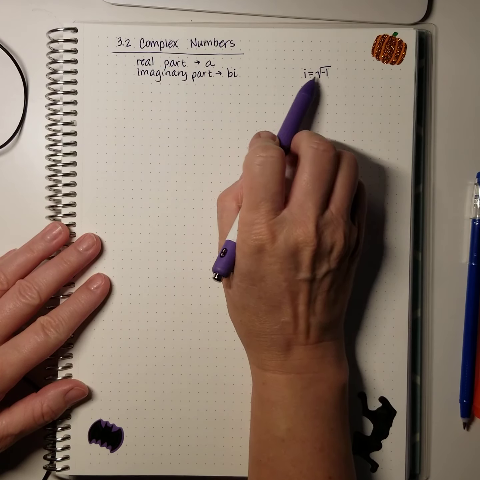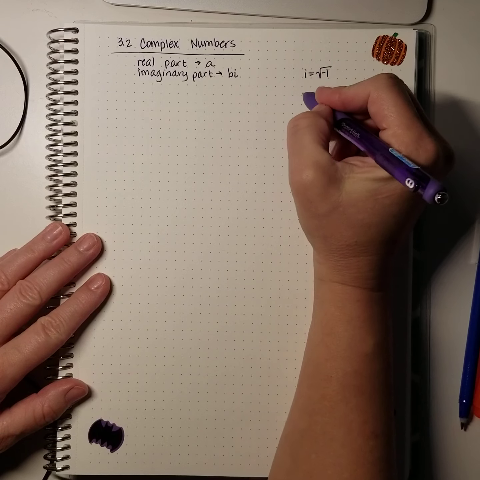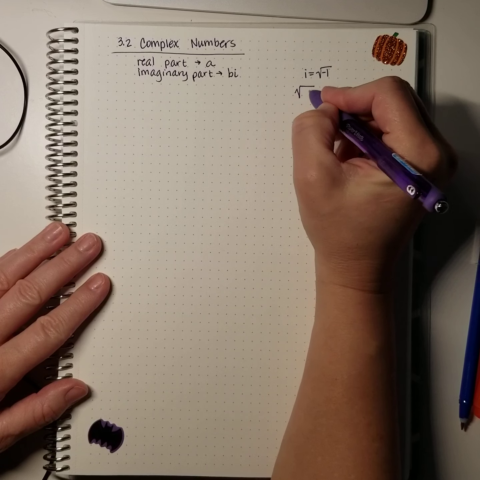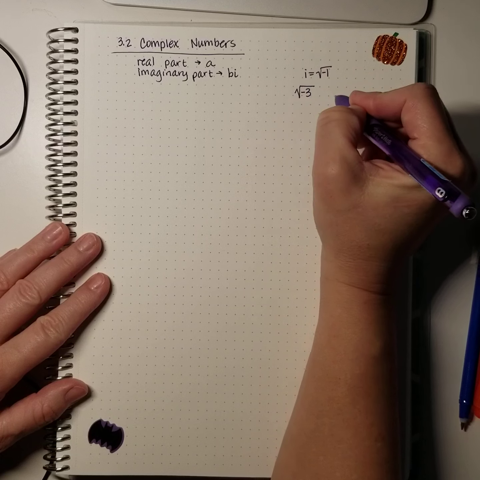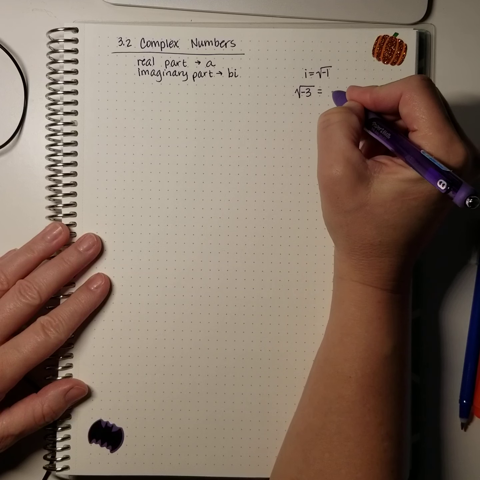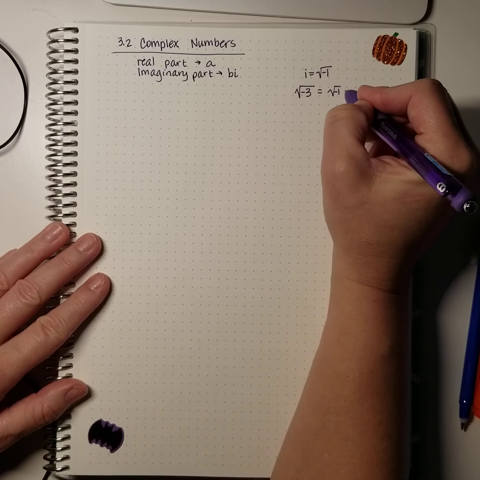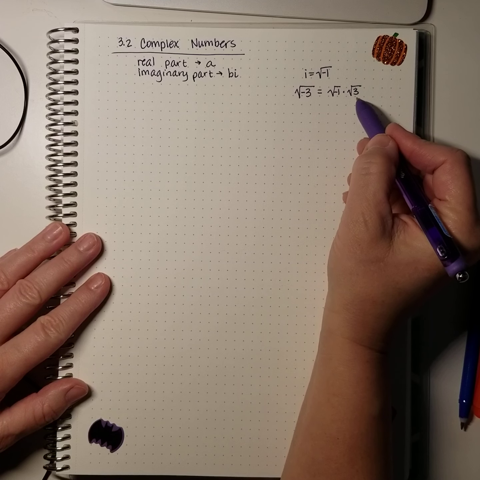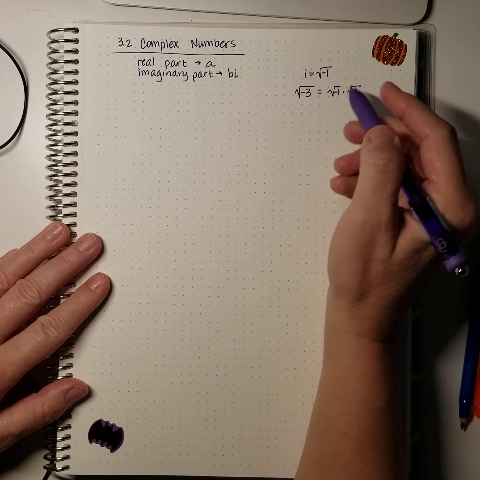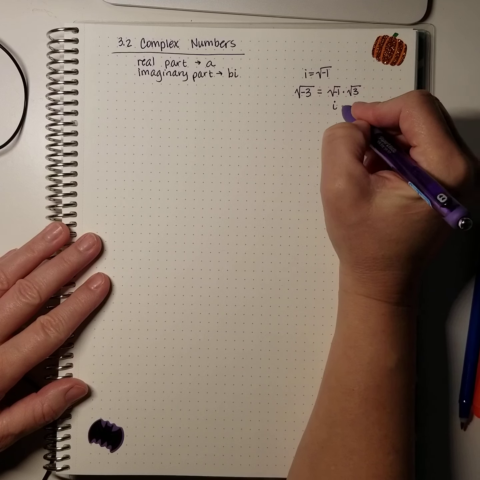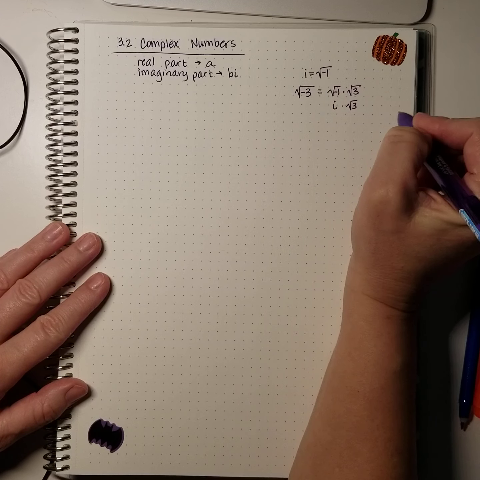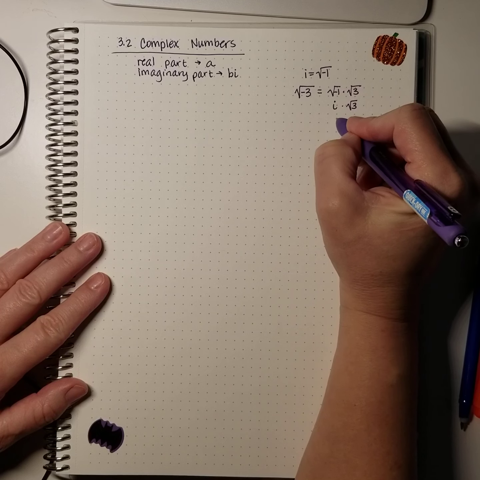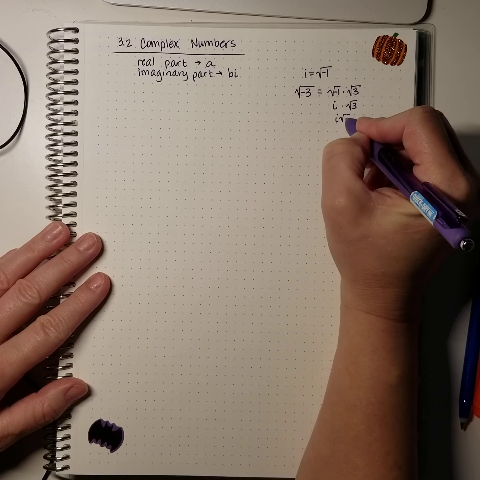So this is what's allowing us to take the square root of negative numbers. For example, if we want to take the square root of -3, that would be the square root of -1 times the square root of 3. Well, the square root of 3 is just the square root of 3, but the square root of -1 simplifies to I. So we'd have I times the square root of 3. So we would write that as I root 3.